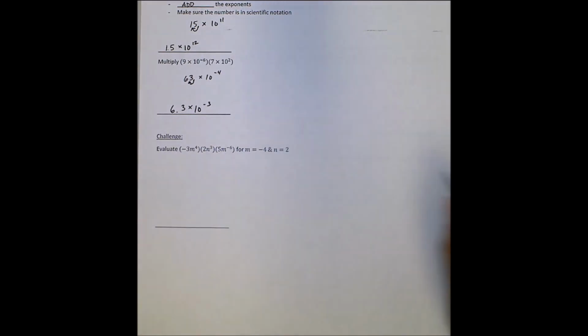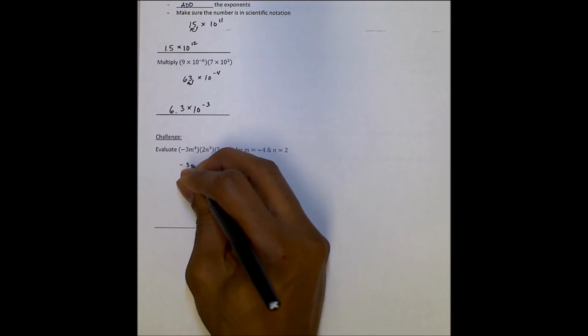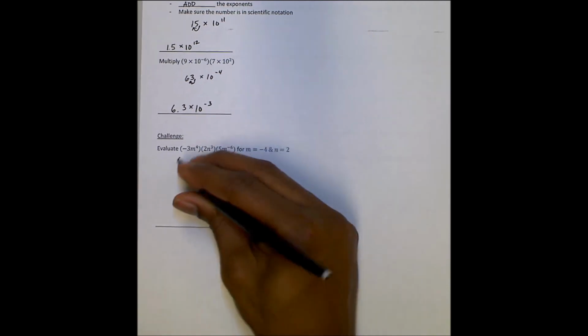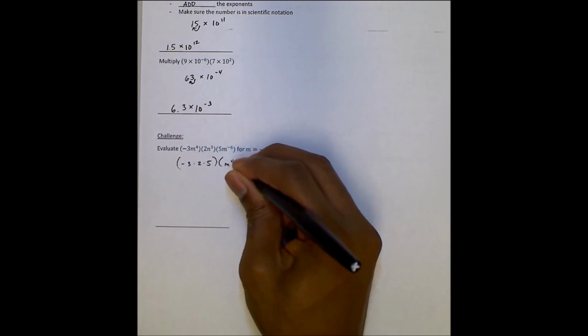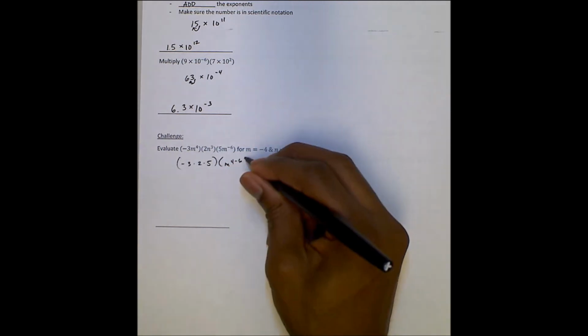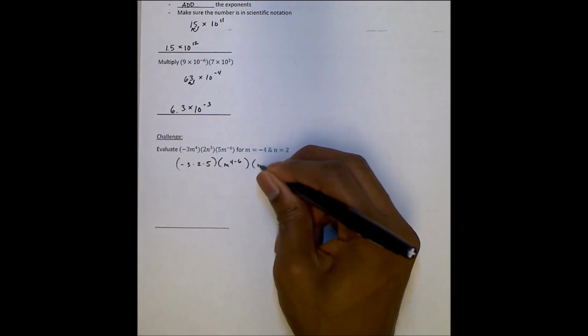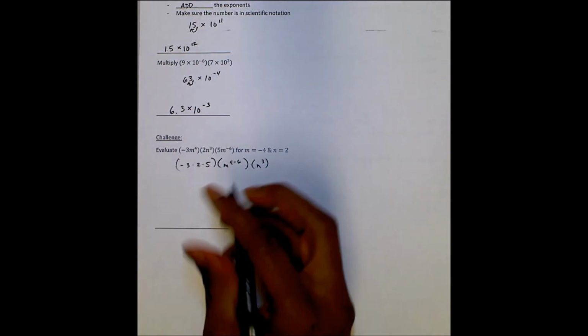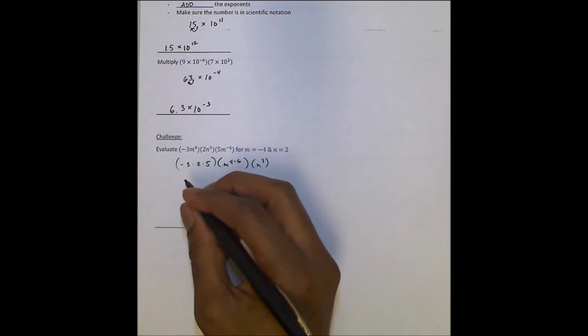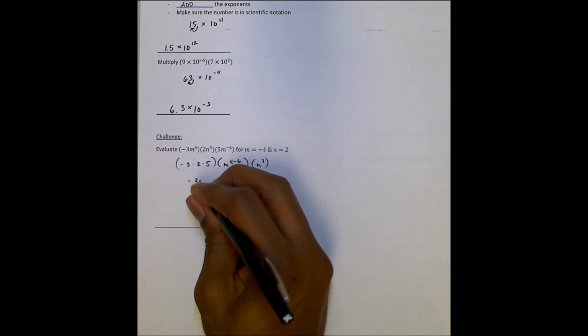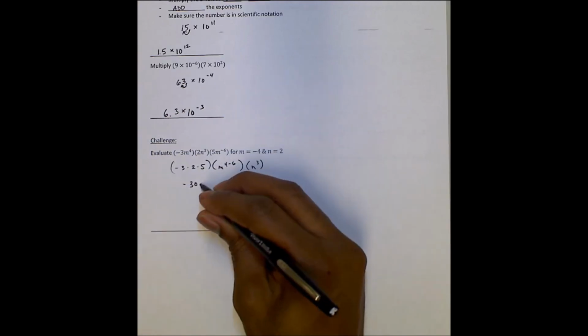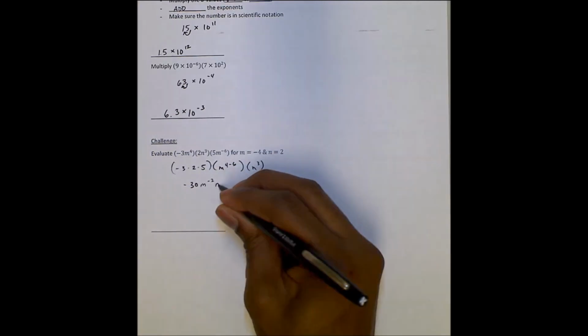Okay. Remember that it's always a good idea to group and simplify before you plug in your numbers or your values. So I'm going to group these, negative 3 times 2 times 5, all the numbers. I'm going to group all the m's together, and that will give me m to the 4th, m to the negative 6. Then I'm going to get the n, which should be by itself, to the 3rd. And now I'm just going to multiply all these together. 5 times negative 3 is negative 15, times 2 is 30. Sorry, negative 30. M to the 4 minus 6 is m to the negative 2, and then n cubed.